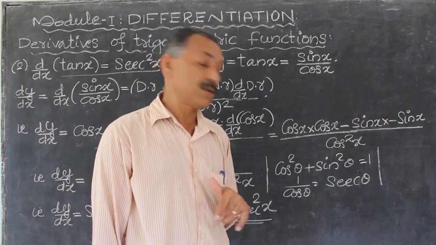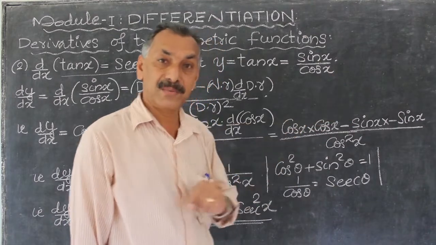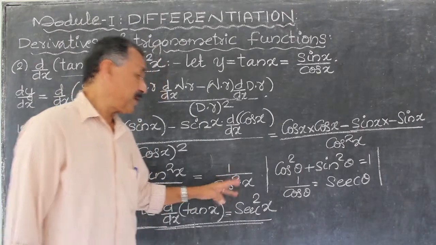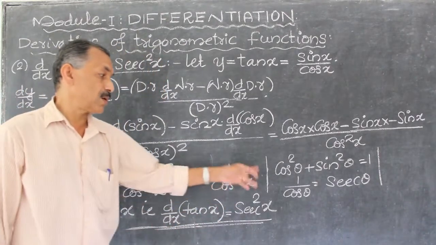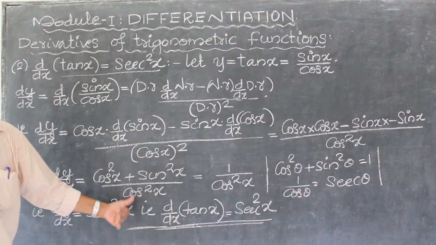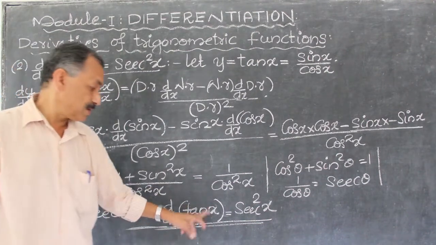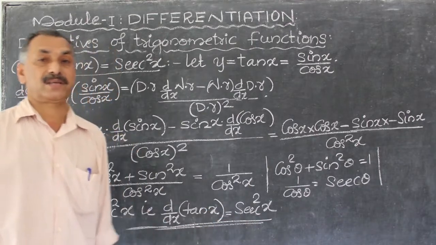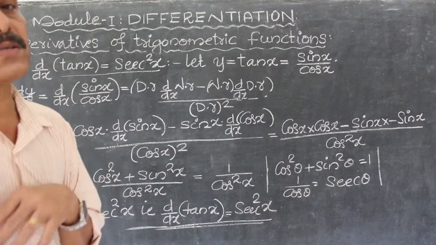1 by sec theta is equal to cos theta. 1 by cos theta is equal to sec theta. Tan theta is equal to sin theta by cos theta. That is, dy by dx is equal to 1 by cos x whole square, which is secant square x. 1 by cos square x is equal to secant square x. So the derivative of tan x, d by dx of tan x, is equal to sec square x. Similarly, what is the derivative of cot x?